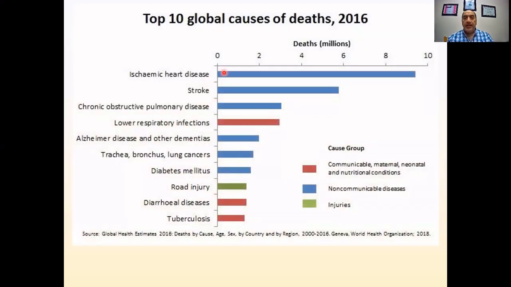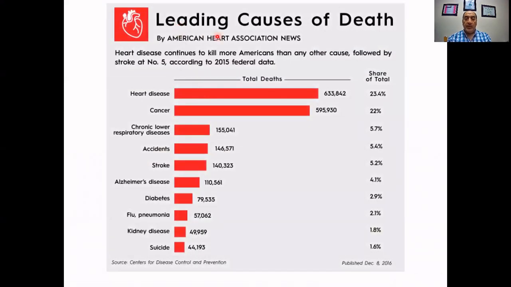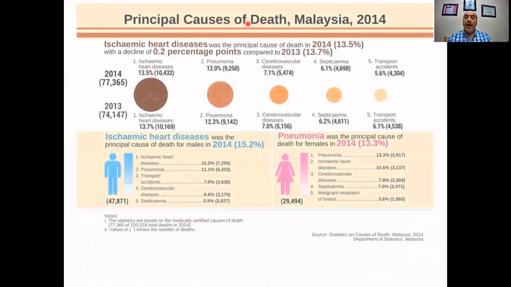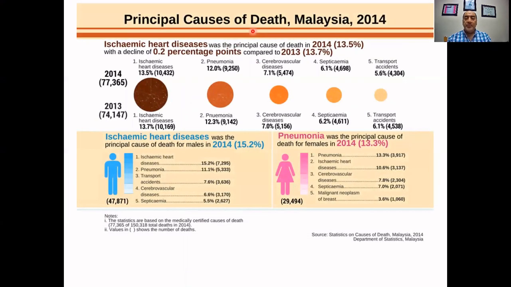Generally speaking, the number one leading cause of death is cardiovascular disease. Look here, this is the global cause of death. Number one is ischemic heart disease followed by stroke. If we talk about the leading cause of death worldwide, heart disease is number one. In Malaysia, where we're talking to you now, ischemic heart disease is also the principal cause of death.